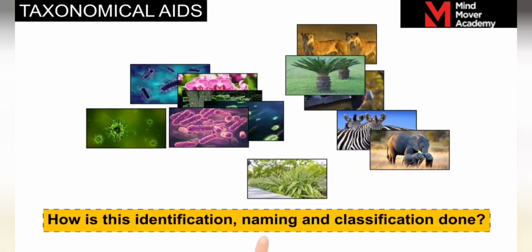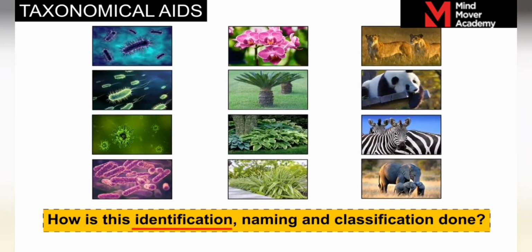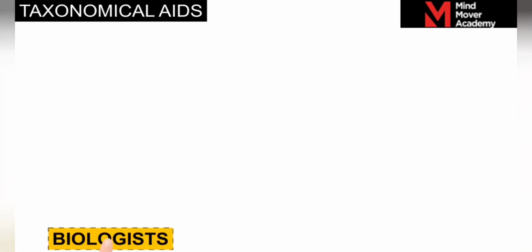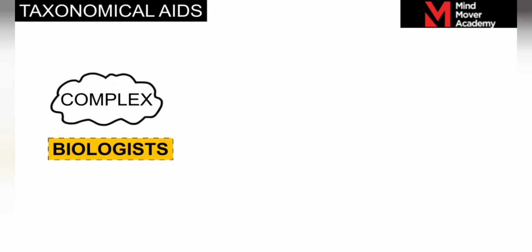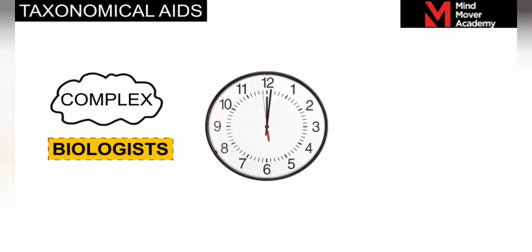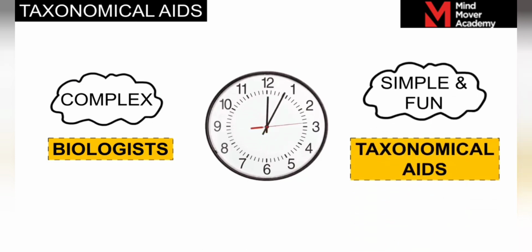It makes the study of these easier by dividing them into taxonomic categories. But have you ever wondered how this identification, naming, and classification is done? So students, ironically, this is a time-taking, extensive, but worth-it process. Now, biologists over time have devised ways to make this happen. They have come out with tools that would supplement the study of our living world in a rather fun and simple way. And those ways are nothing but the taxonomical aids.